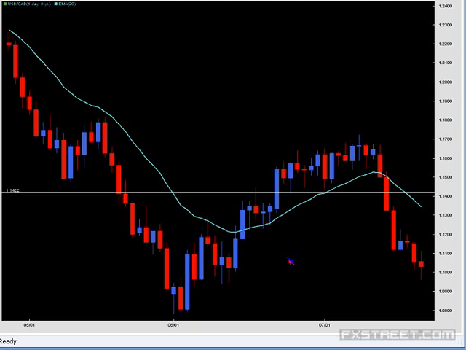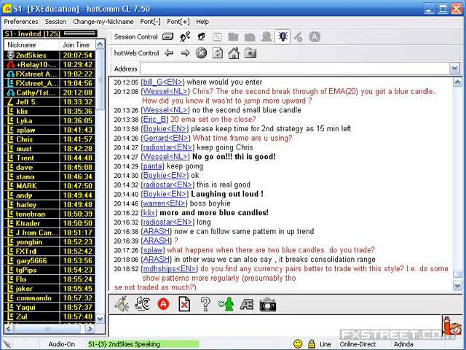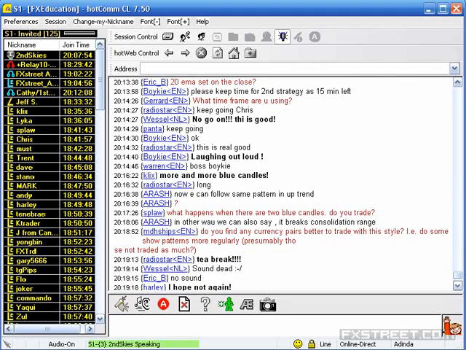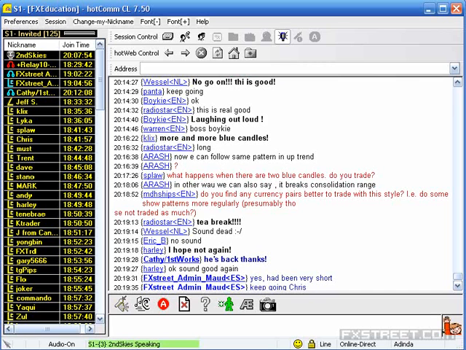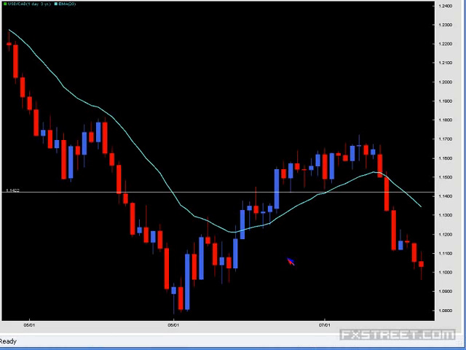Midships has a good question. Do you find any currency pairs to trade with this style? Do some show patterns more regularly than others do? Here's the interesting answer to that. There are some that have a slightly more tendency, but the trick is not necessarily to try and find pairs that show this tendency more than others.